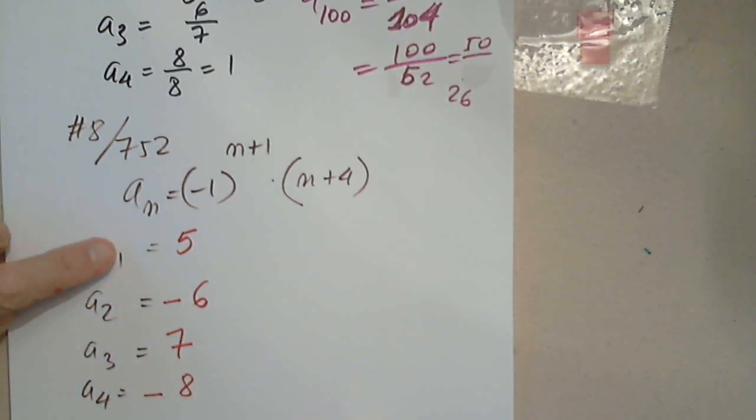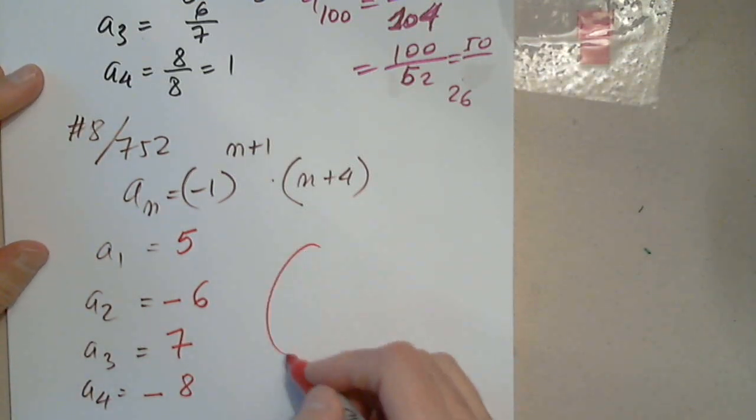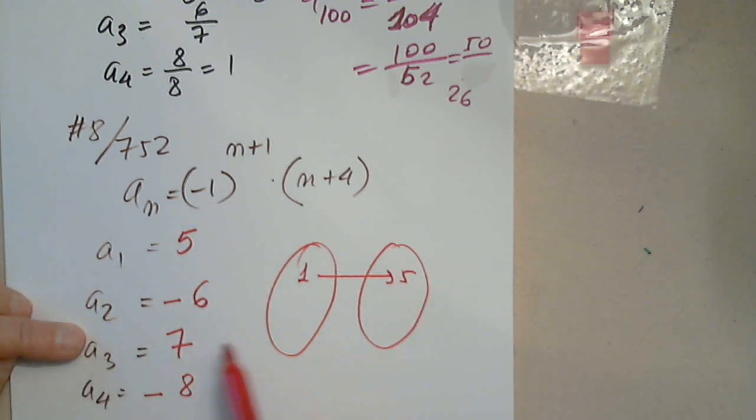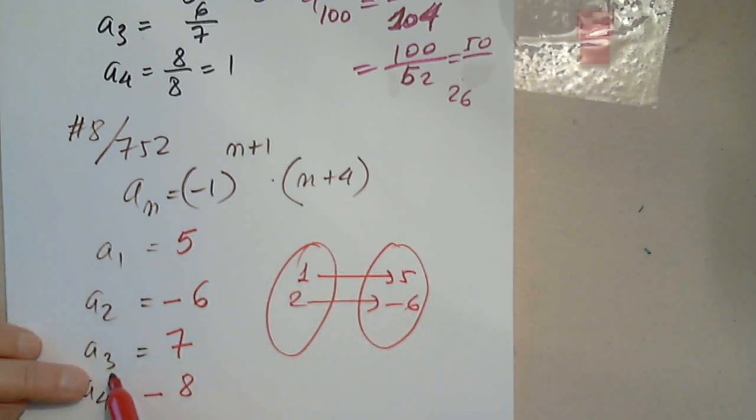So as you see, the input is 1, 2, 3, 4. The output is 5 for 1. In other words, something like this, and this is how we create a function. For 1, we get 5. For 2, we get -6. For 3, we get 7, and so on and so forth. And this is a function.